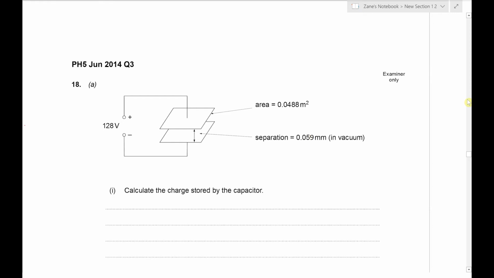We're going to calculate the charge stored in the capacitor, so we're going to end up by using Q equals CV, but we don't know what the capacitance is, so we're going to use the parallel plate capacitor formula, C equals epsilon naught A over D, to first of all calculate the value of the capacitance. Epsilon naught given in the data book is 8.85 times 10 to the minus 12.